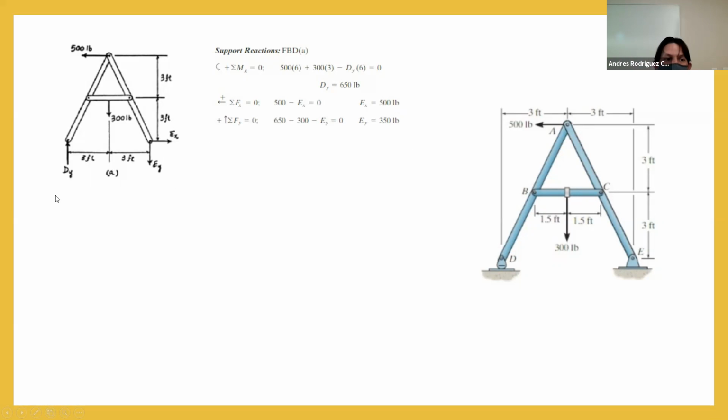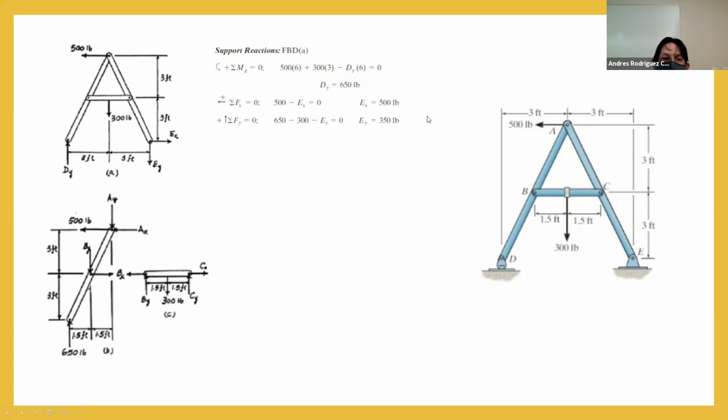After that, we are going to do the summation of forces in the vertical direction, that has to be in equilibrium, equals to 0. We have the reaction that we already obtained here, that is 650. We have these 300 pounds that is going to be acting in the opposite direction, and we have this reaction here that we don't know. Solving for EY, we are going to obtain that EY is going to be equal to 350 pounds. Is that clear? Any question?